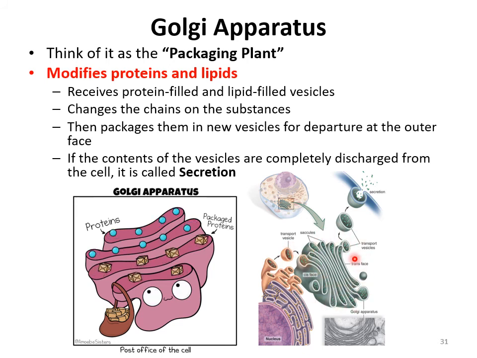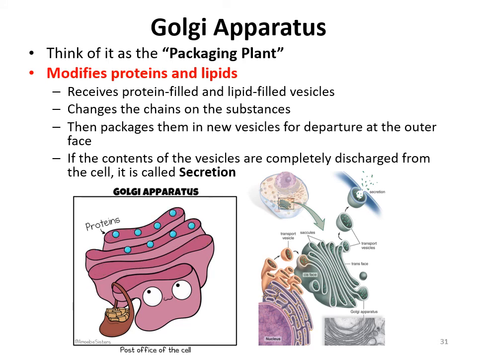This big structure here is the Golgi apparatus. Vesicles containing the produced lipids or the produced proteins from the endoplasmic reticulum then enter the Golgi apparatus, and in the Golgi apparatus, they modify those proteins and lipids, so they change their structure a bit. They might add on certain molecules to them, and then they package them in new vesicles to ship completely out of the cell or to other parts of the cell if needed.